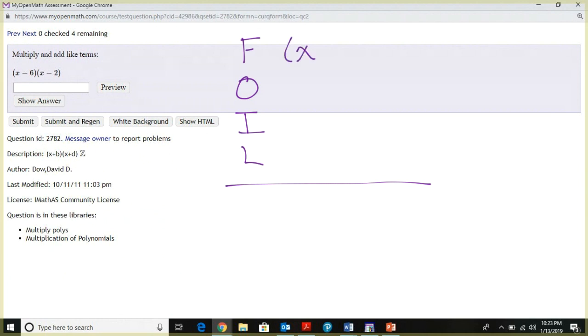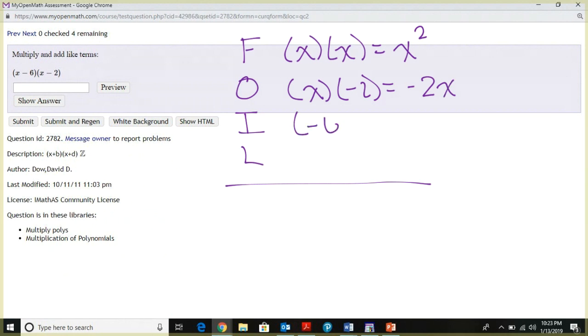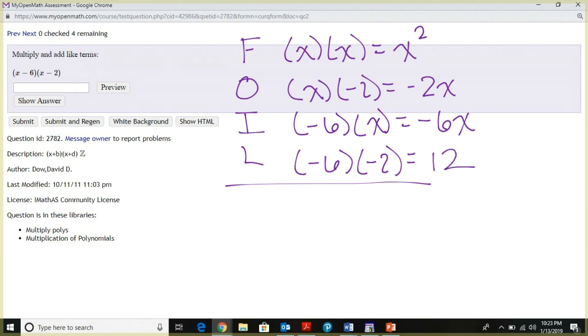So if I multiply the first ones together, that's x times x, which is x squared. The outer would be x and a negative 2, so that's negative 2x. The inner would be negative 6 and an x, so that's negative 6x. And then if we multiply the last ones, that's negative 6 and negative 2, which gives you 12. So see, we multiplied the first ones, then the outer, then the inner, then the last.